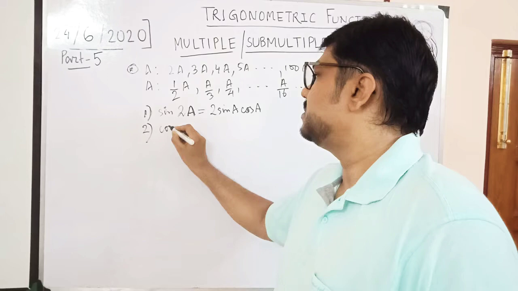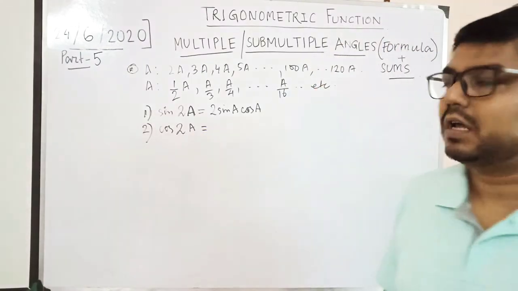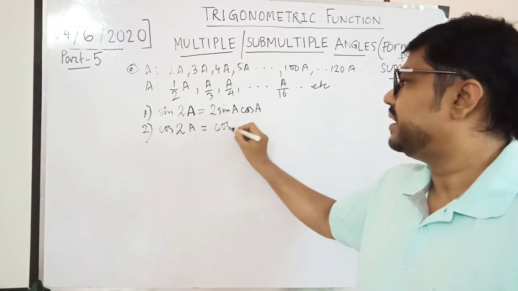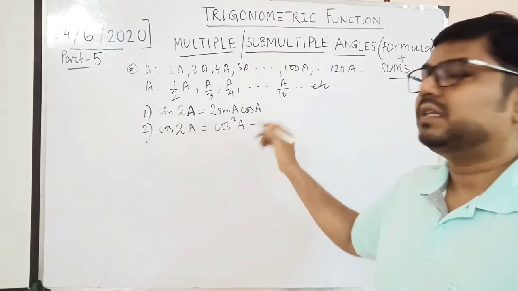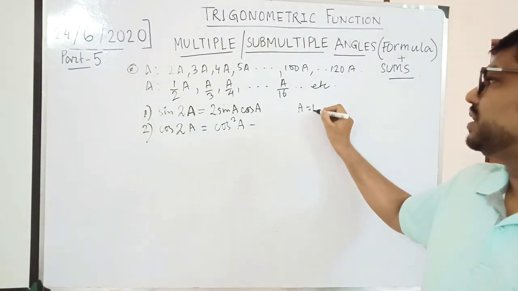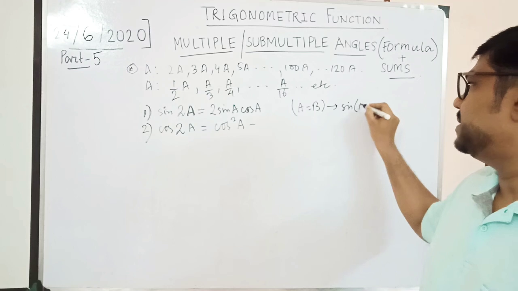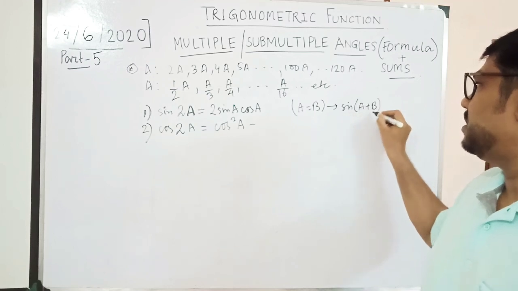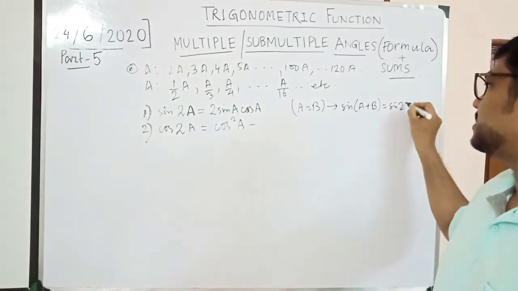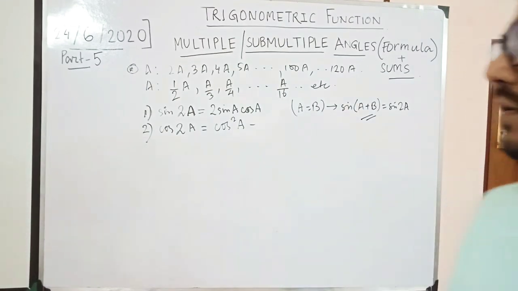Similarly you can put it in cos(A+B). You just put it and test whether you are getting the same thing. That means I am putting A equals B, or B equals A, in sin(A+B). So I am getting sin 2A. So use this formula and derive it. Okay, that is it, simple.